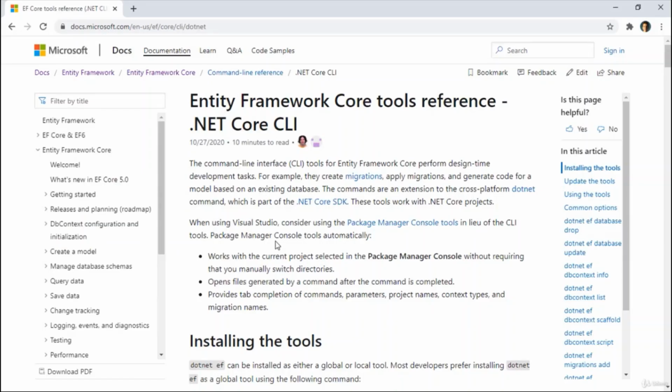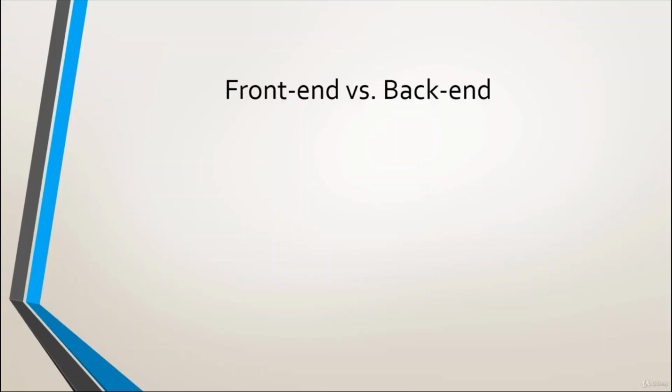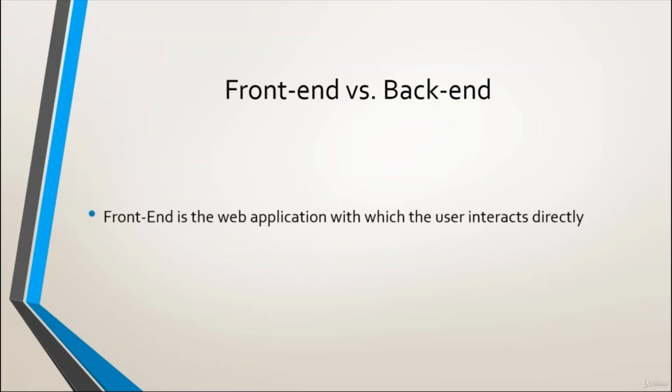In this video, we are going to install the Entity Framework Core tools. The application that we are going to build in this course consists of two parts, a front end and a back end. When we talk about the front end, we refer to the web application with which the user interacts directly. It is the page that contains buttons, forms, text, and others, which the user will use directly.